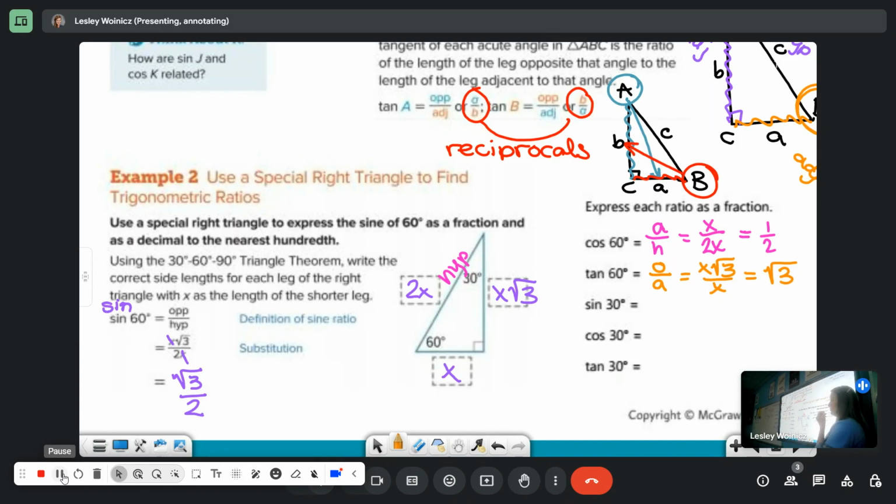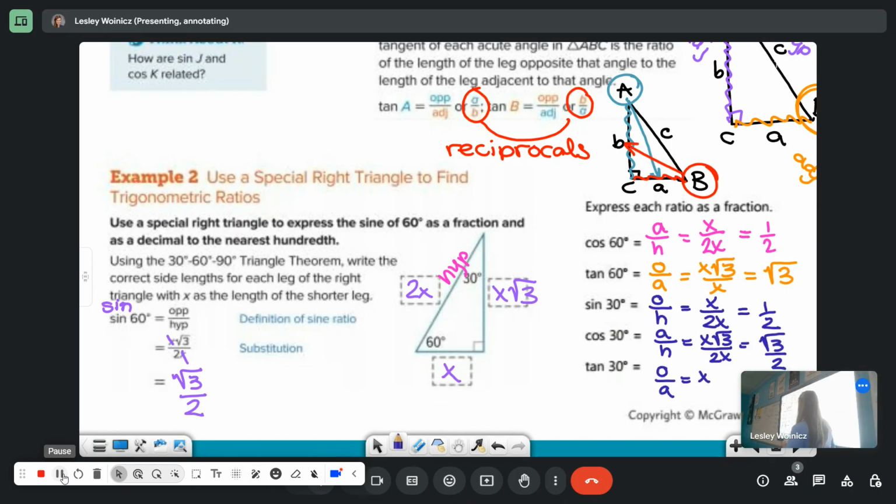Okay, do you guys think you can do the 30-degree ones? Okay, you got to switch your perspective and look at the other angle. So for the tangent of 30 degrees, we're doing opposite over adjacent. For 30 degrees, the opposite is x. The adjacent is x root 3.